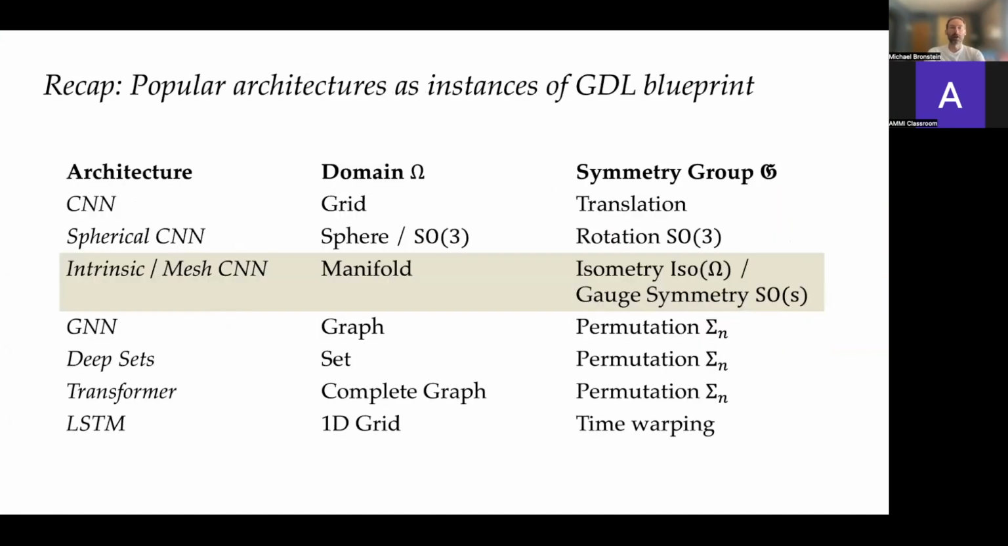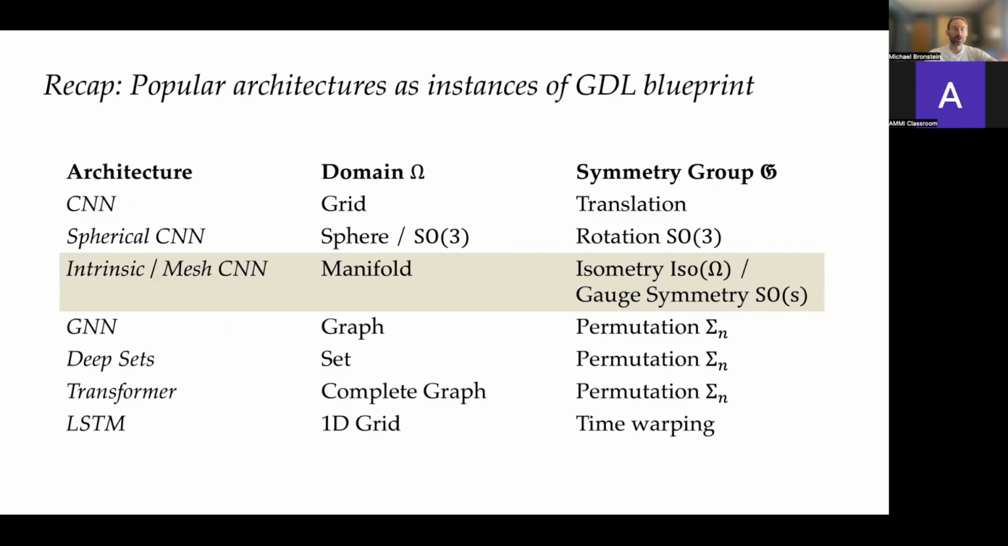So I remind you also that we could define different popular architectures as instances of the geometric deep learning blueprint by choosing the domain and the symmetry group. For example, in convolutional neural networks, the domain was a grid, and the symmetry group was the translation group. We also talked about graph neural networks, or deep sets, where the domain was a graph or a set, and the symmetry group was permutation.